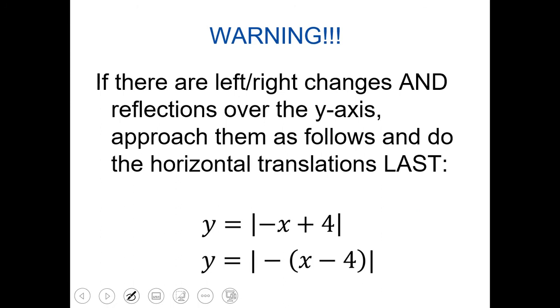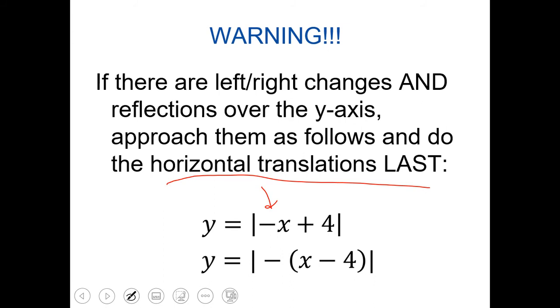Similarly, what if you have multiple x changes? If you have multiple x changes, you are always going to do the horizontal translation last. The nice thing about all of these rules for transformations is they only work if you have a positive x. Take a look here. You have a negative x. That means you're not allowed to just use those handy dandy rules we've been going over unless you factor that negative out. Not out of the absolute value, but just away from the x.